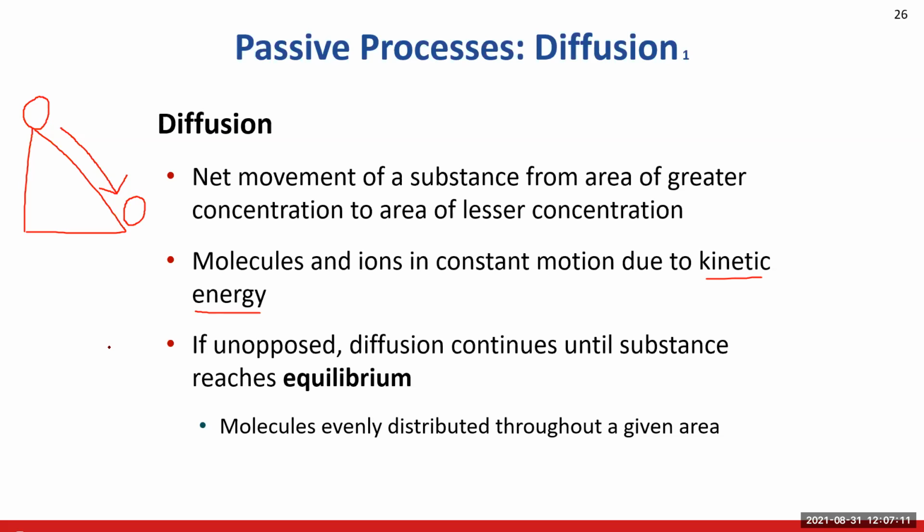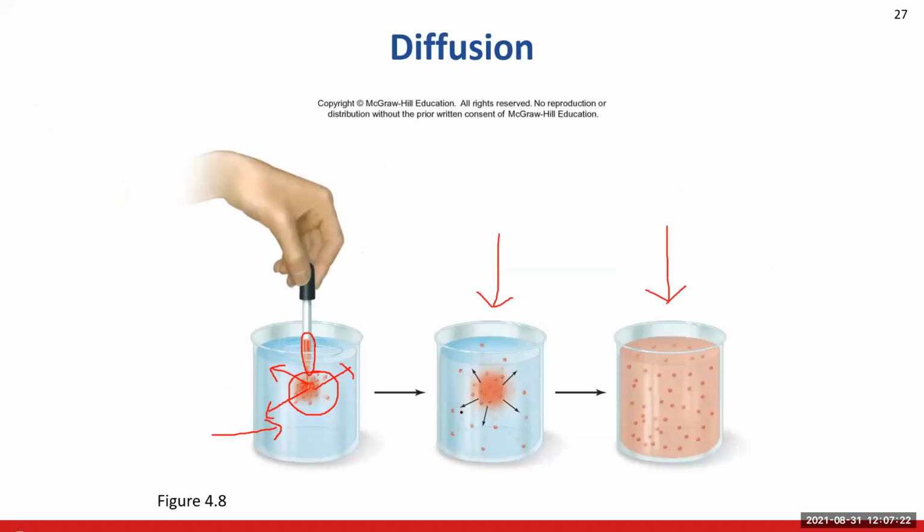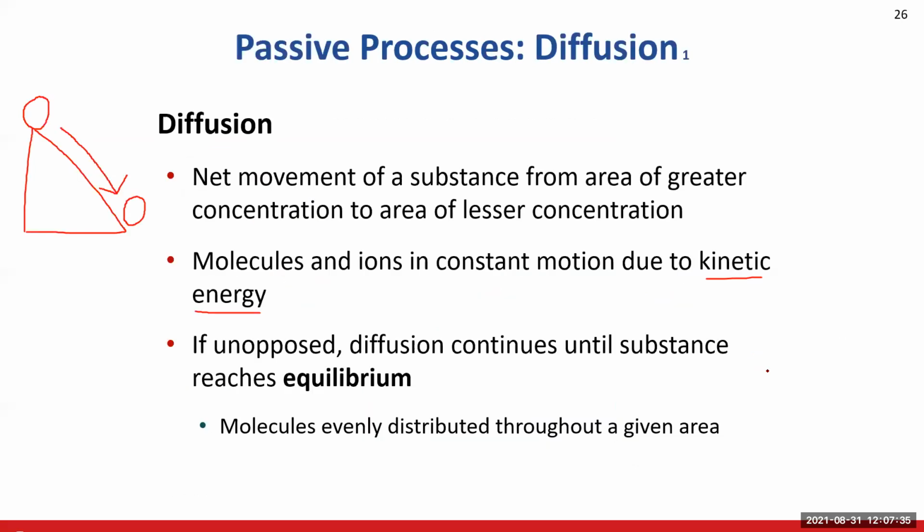Keep in mind that diffusion will continue as long as there's nothing interfering with it until we reach equilibrium, when all of those molecules have distributed themselves evenly in a given area, like in our beaker here. So diffusion will keep going until it reaches equilibrium as long as it's not opposed.